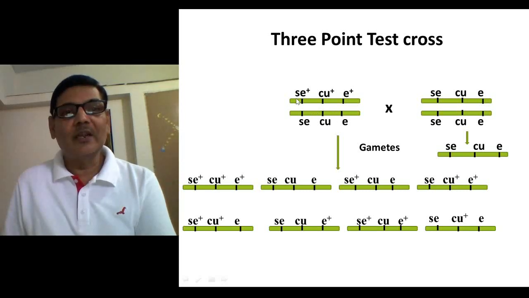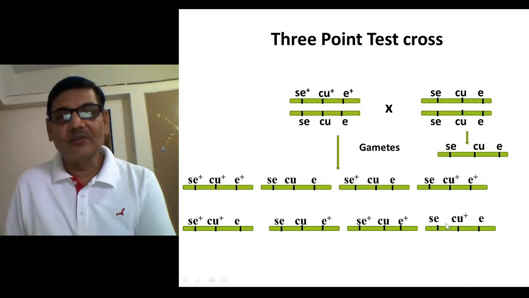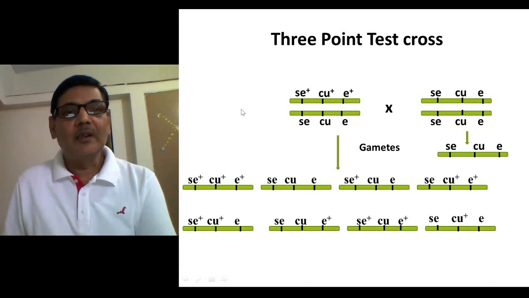You will find gametes containing SC plus, Cu, and then E plus. So SC plus, Cu and E plus. And the other situation will be SC, Cu plus and E. So this way 8 different kinds of gametes will be formed in this heterozygous female. This thing you have to understand.